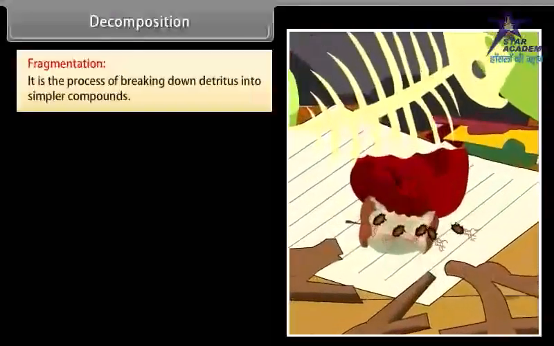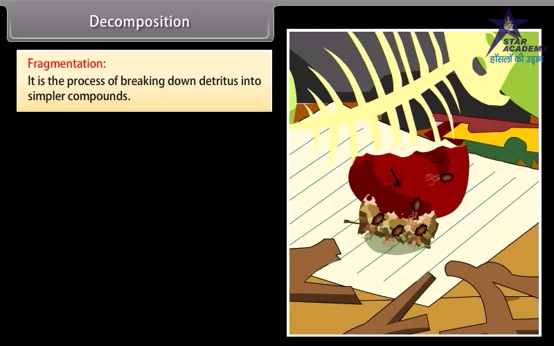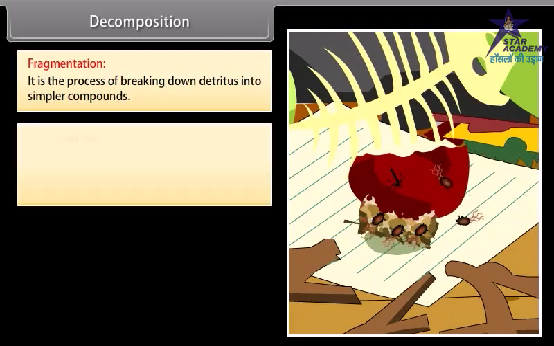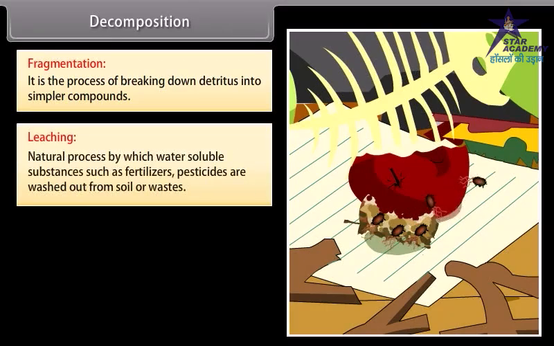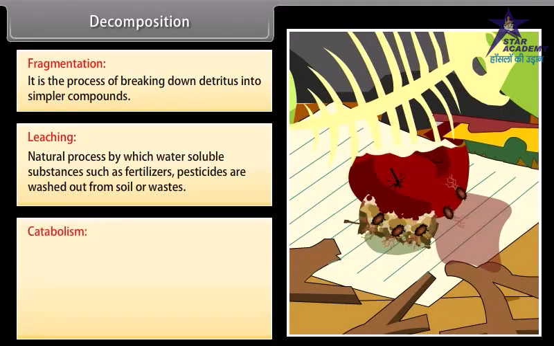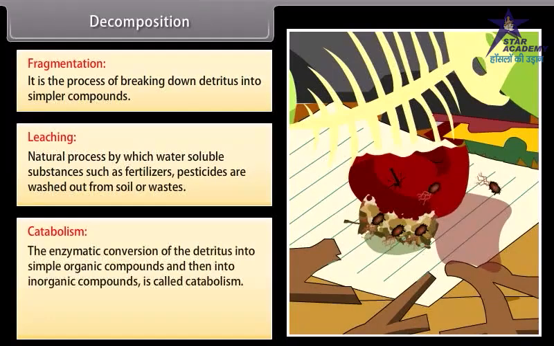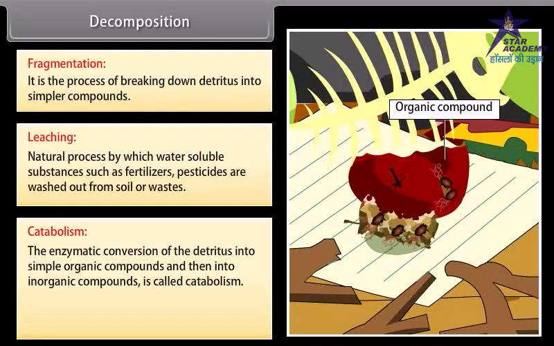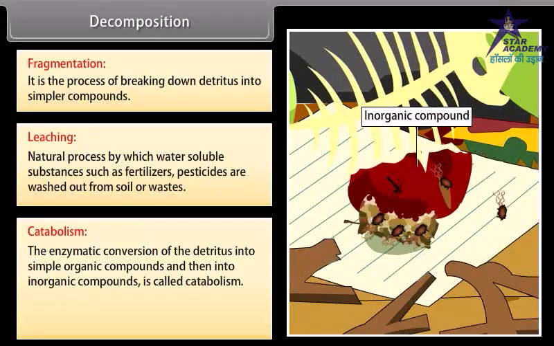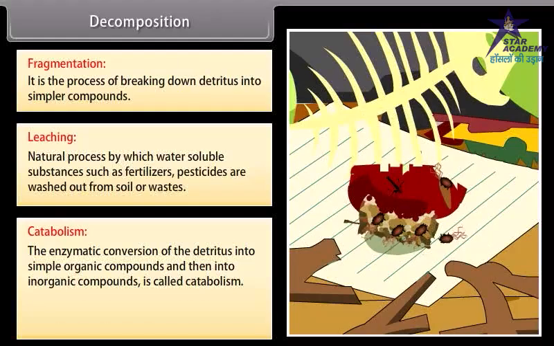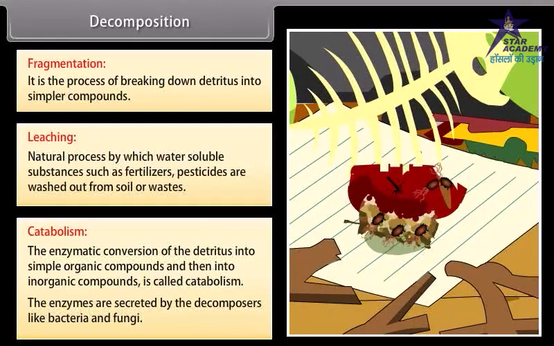Fragmentation. It is the process of breaking down detritus into simpler compounds. Leaching. Natural process by which water-soluble substances such as fertilizers, pesticides are washed out from soil or wastes. Catabolism. The enzymatic conversion of the detritus into simple organic compounds and then into inorganic compounds is called catabolism. The enzymes are secreted by the decomposers like bacteria and fungi.